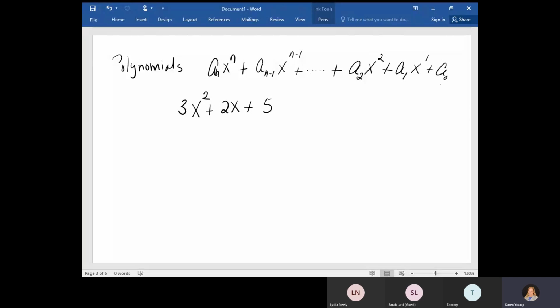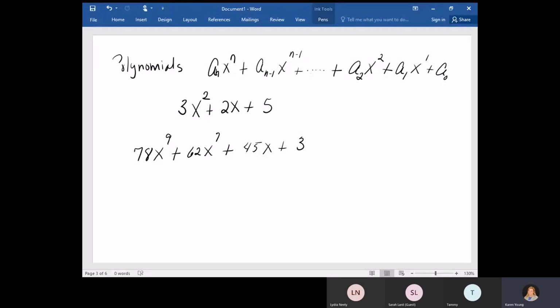If there's more than 3, yeah, we could have one like 78x to the 9th, or x to the 29th even, plus say 62x to the 7th, plus 45x plus 3. So I don't have to have a variable for each descending power.